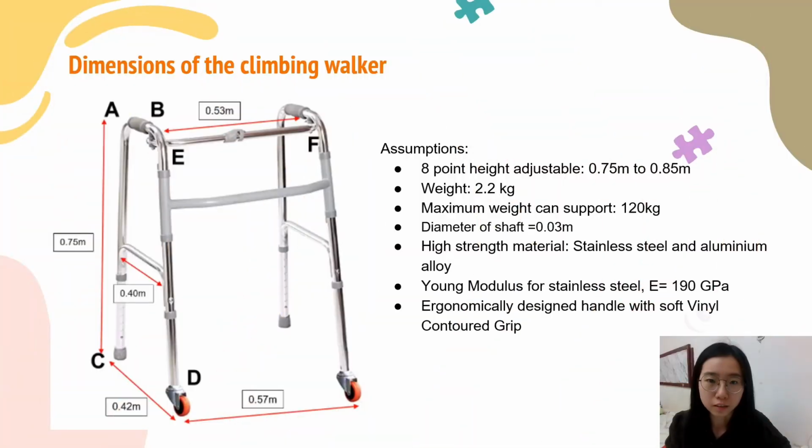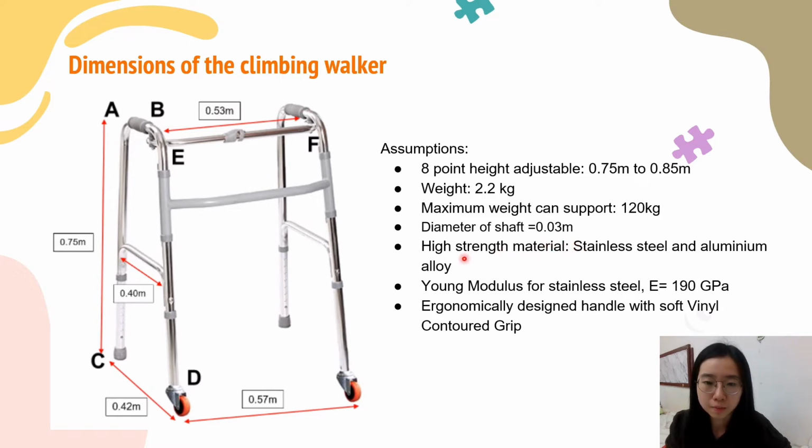Now I will present the dimensions of the climbing walker. The climbing walker is composed of different parts of shaft such as AC, AB, EF, and ED. The assumptions we made for the climbing walker are that the height is adjustable and the weight is 2.2 kg. The maximum weight it can support is 120 kg. The diameter of the shaft equals 0.03 meter.